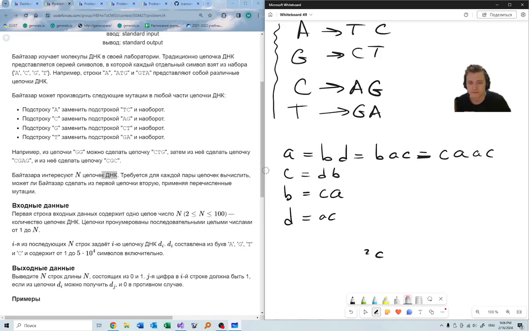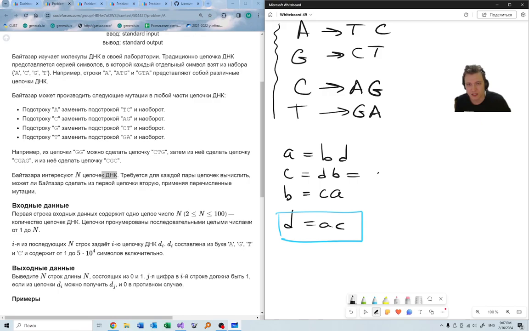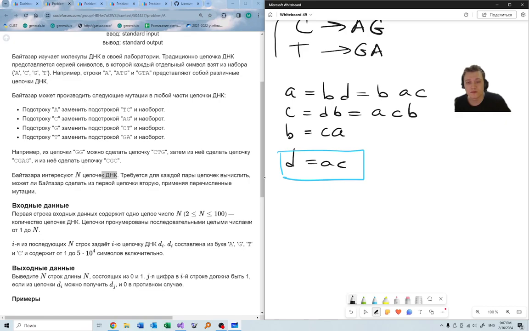Well, okay, let's try to eliminate some letters. That's what I want to do. So let's just remove all letters D from the equation. We know that D equals AC, so let's remove letter D. So instead of this one, we have ACB, and instead of this one, we have BAC. Okay. Now I think we can also remove letter B as well. And now we have that A equals CAAC and C equals ACCA.